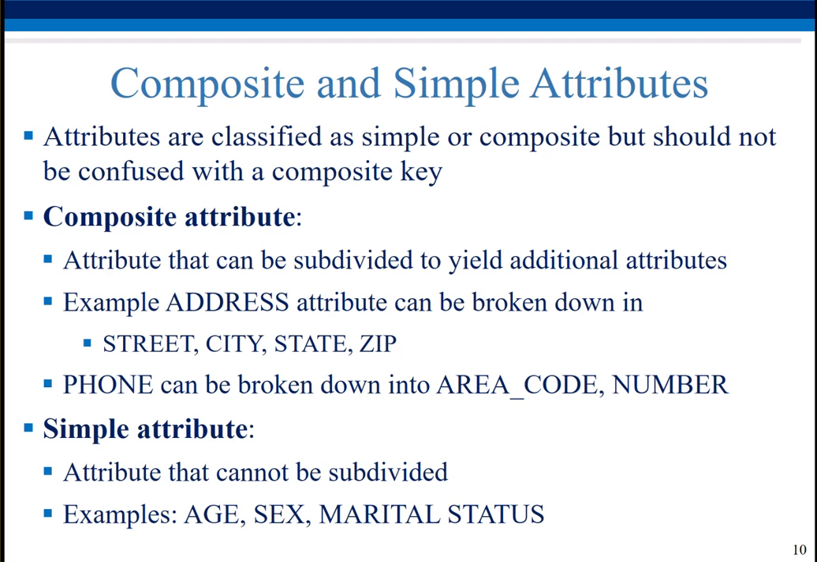A simple attribute cannot be subdivided, such as age, sex, and marital status. Your age is a simple number. You're not going to break it down into years and months, although you could have separate fields if you wanted to do that. Sex, you're either male or female. Marital status, you're either single, divorced, widowed, or married.